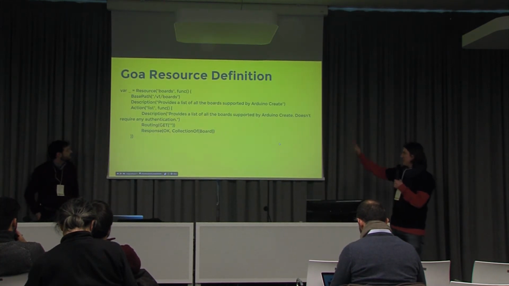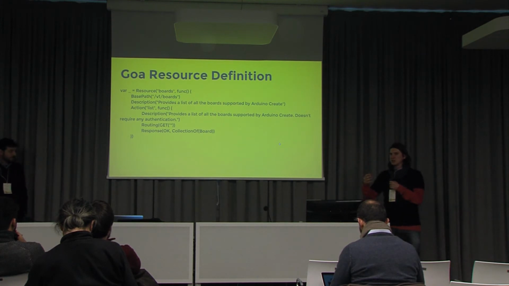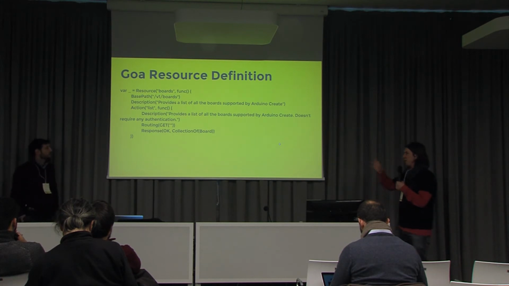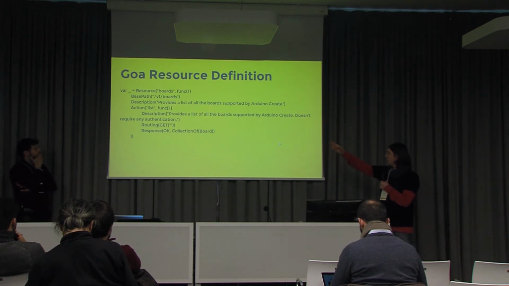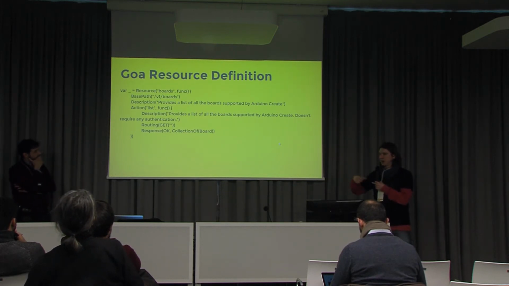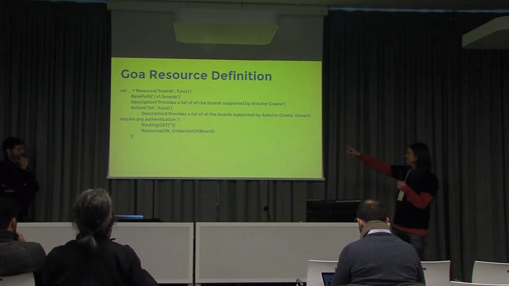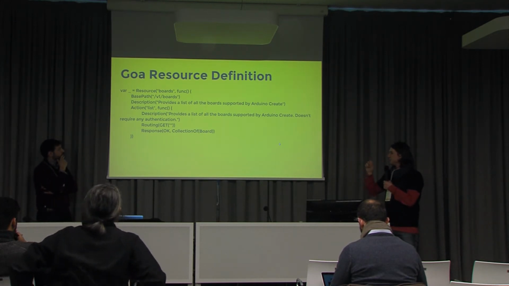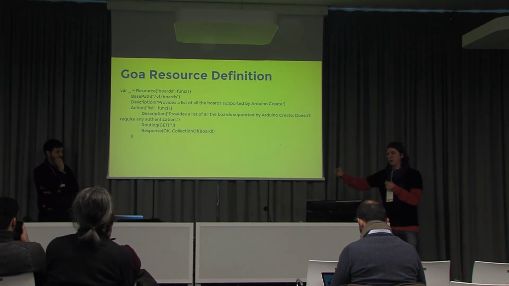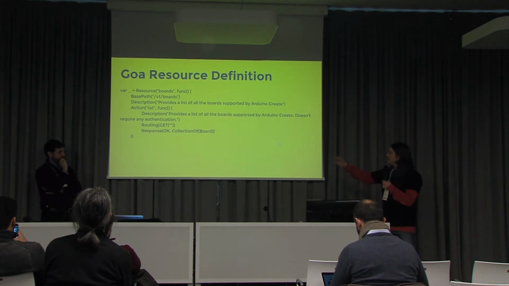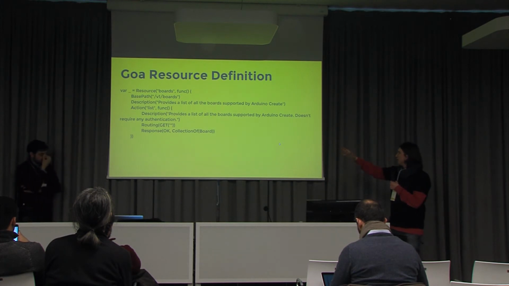Okay, this is what our resource looks like. A resource is meant in the sense of a REST resource. It is a part that will allow different actions. Here, for example, we have a resource named boards, which are the hardware boards that we sell. The base path is the part that every action will have. And the action, for example, list, is very simple to understand.